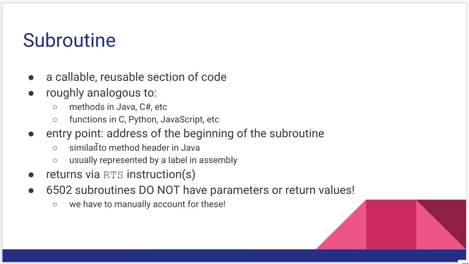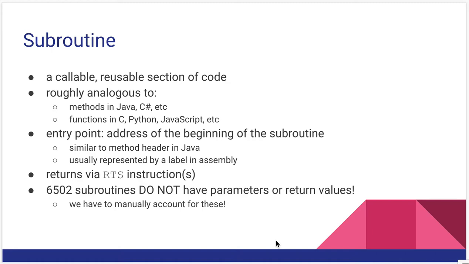A few things to understand about subroutines: they have an entry point. This is simply the address of the first assembly instruction in that subroutine. We typically represent it by an assembly label, but we don't have to. We could simply represent it by an address. We can think of this as the method header in Java, roughly speaking, but really it's just a label that is the name of the beginning of that subroutine. And the end of a subroutine is something we call an RTS instruction. We'll talk about that in a minute.